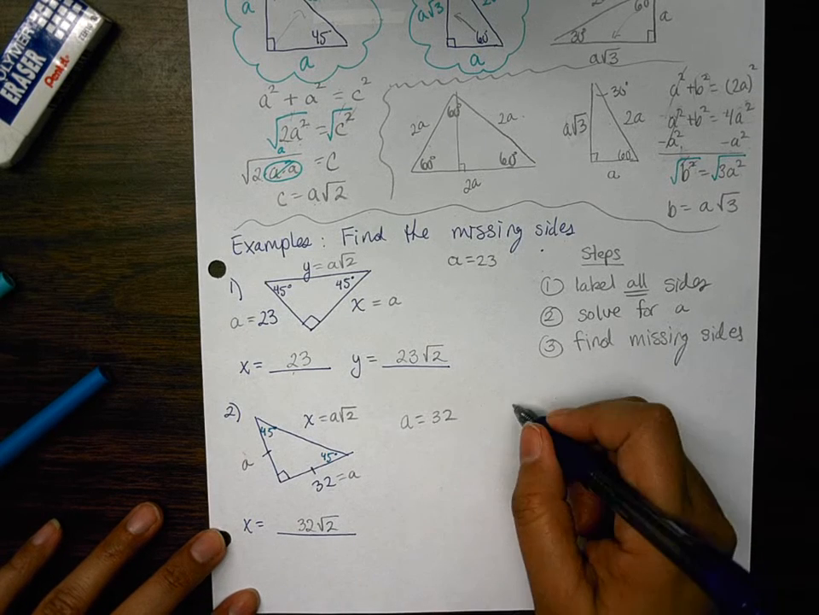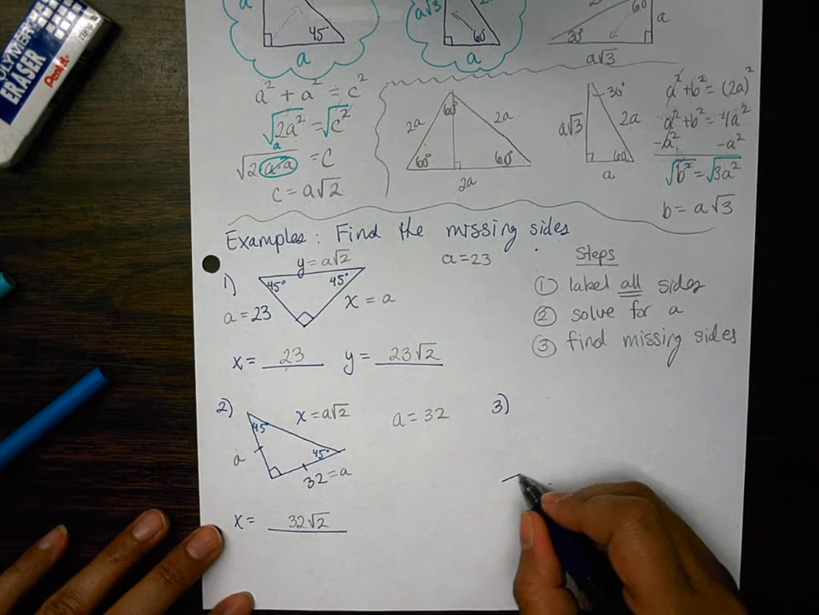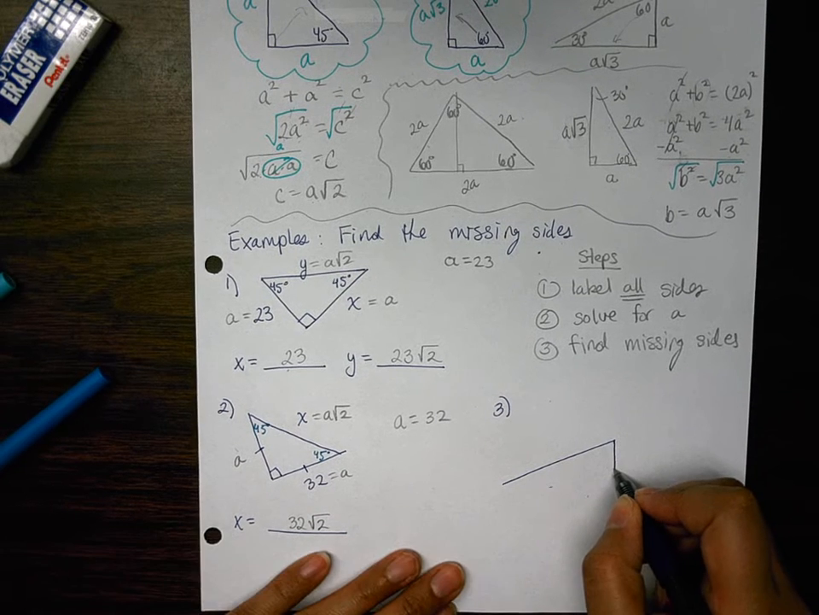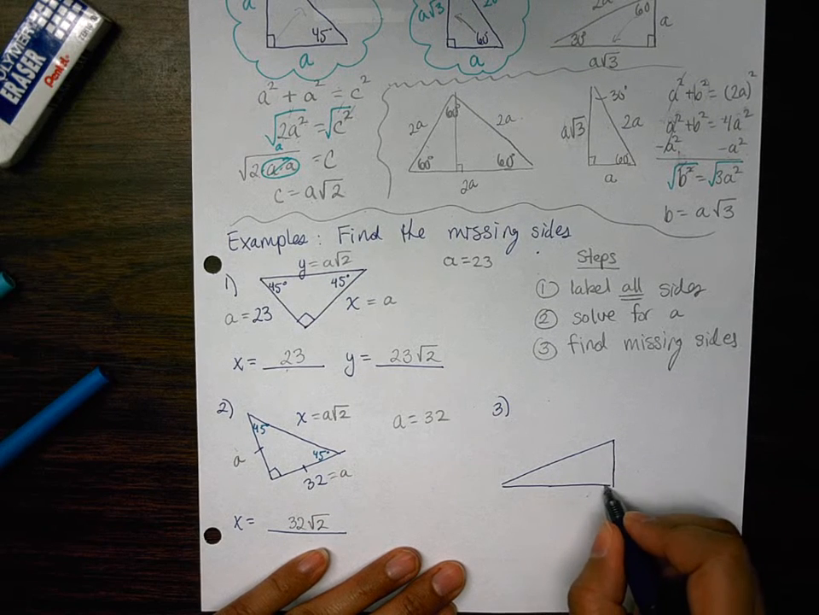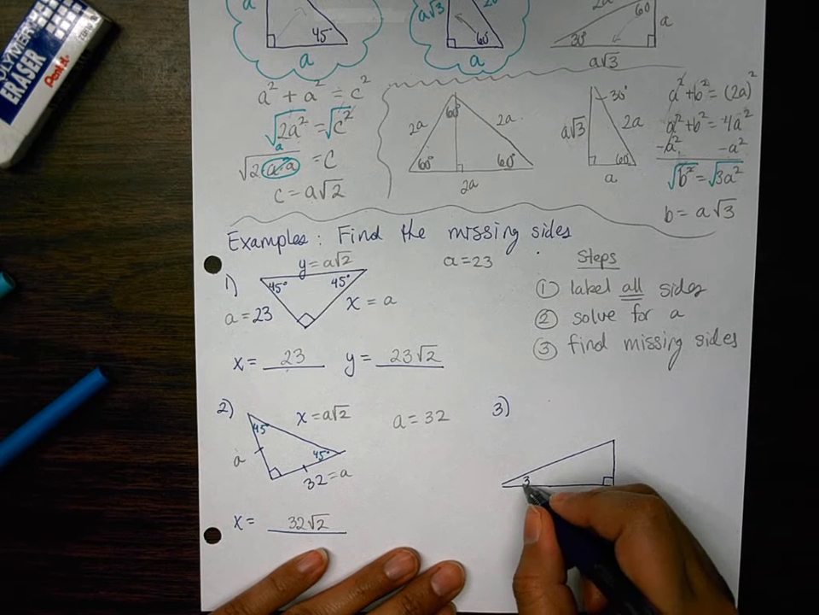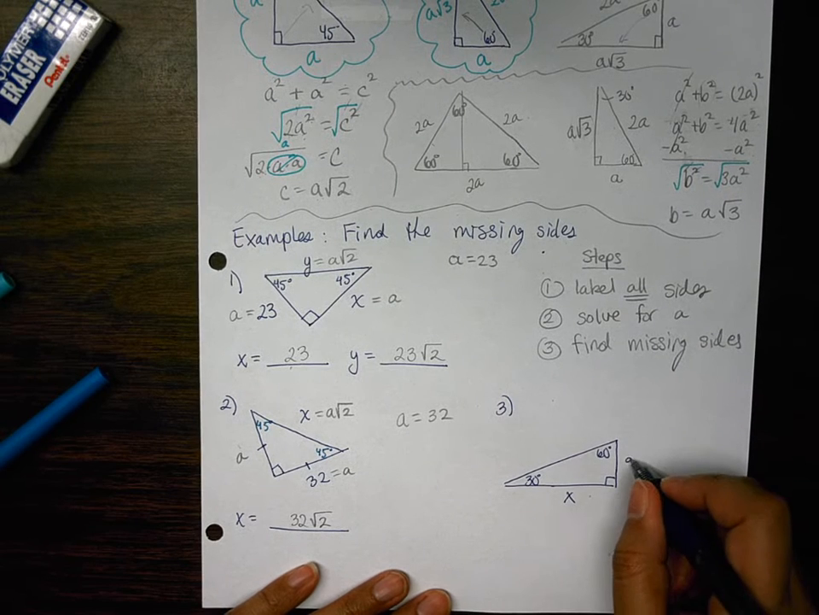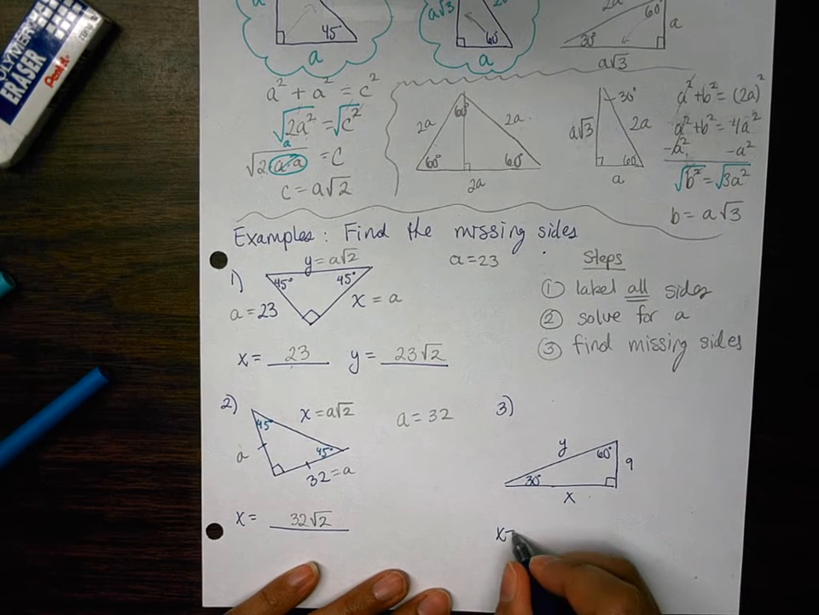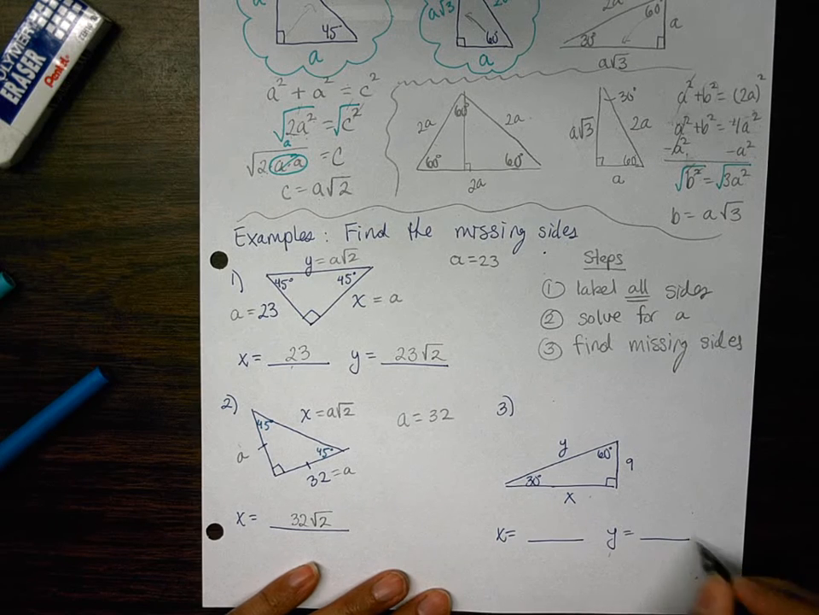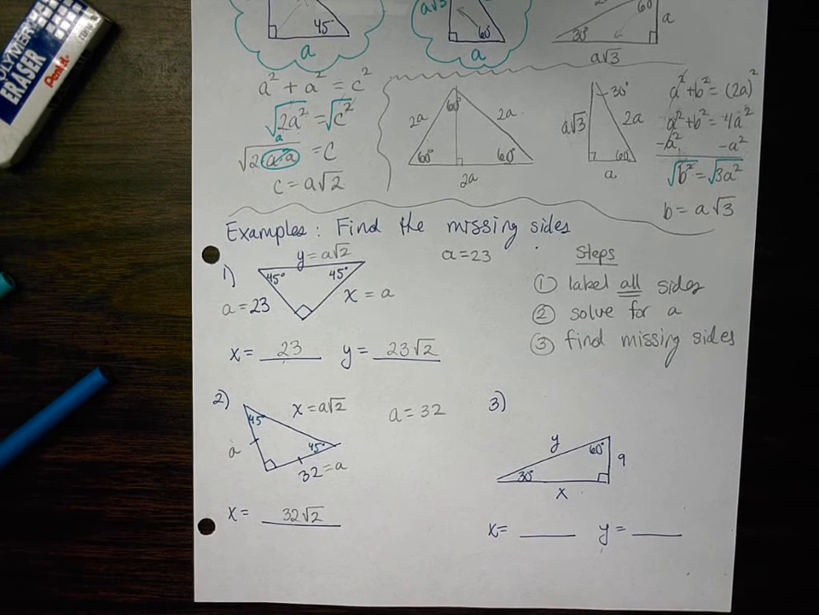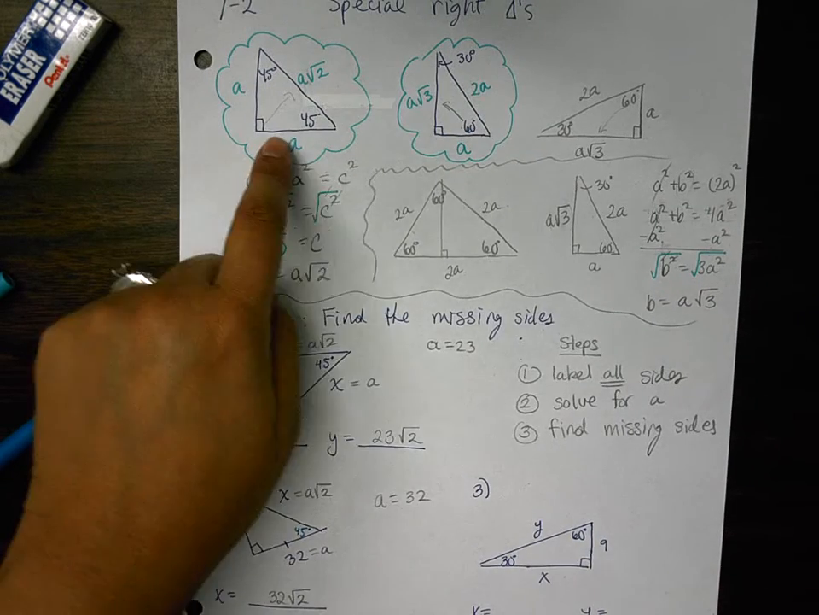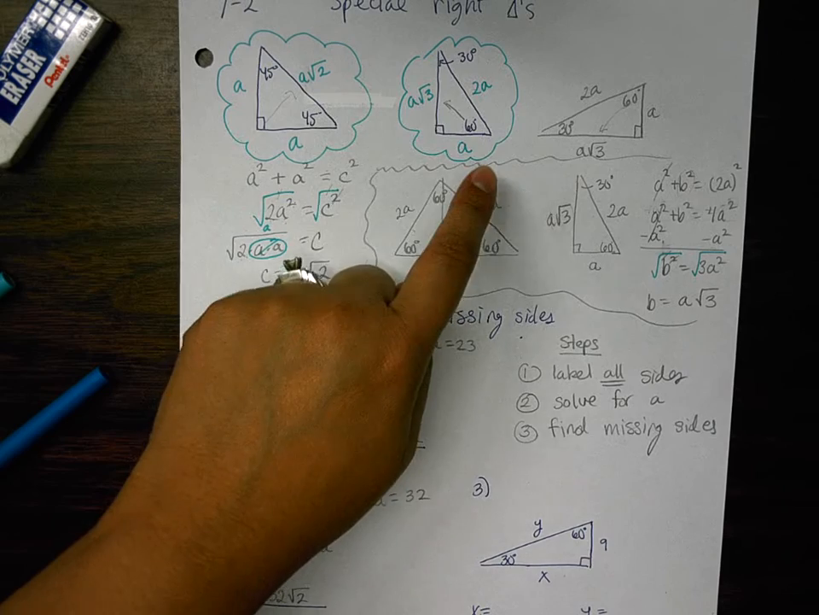Good. Number 3. A 30, 60, 90 triangle. This is X, this is 9, this is Y. X equals blank, Y equals blank. Step 1, label all your sides. What type of triangle is this one, the first or the second? The 30, 60, 90. Most kids struggle with this one a little bit more than the other.